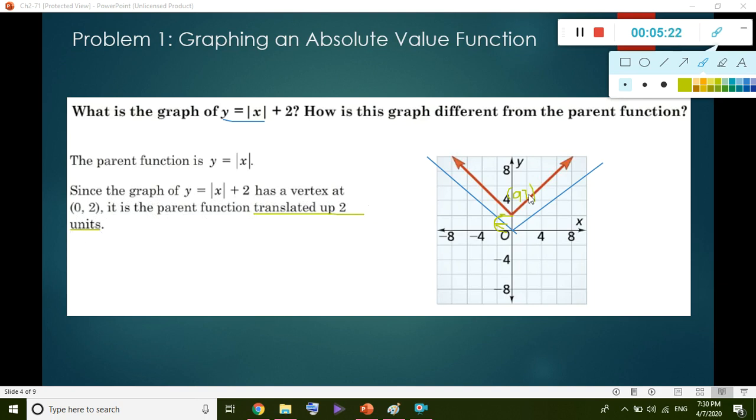In this example and the previous one, you only have to say what changed, what this function has different from the parent function. You're going to say how much it translated, reflected, stretched, or compressed, the 4 types of transformation.